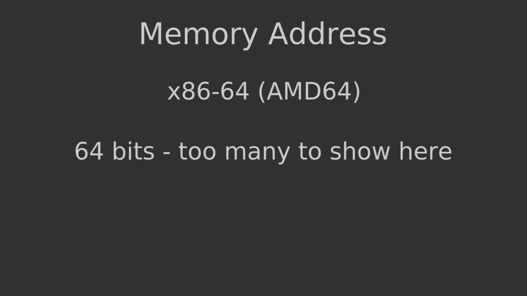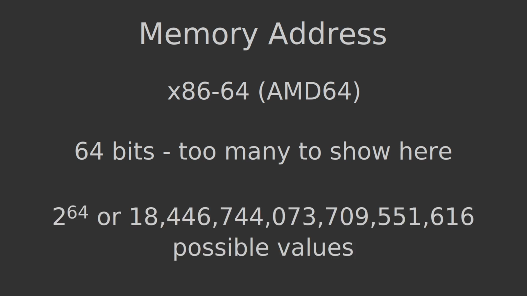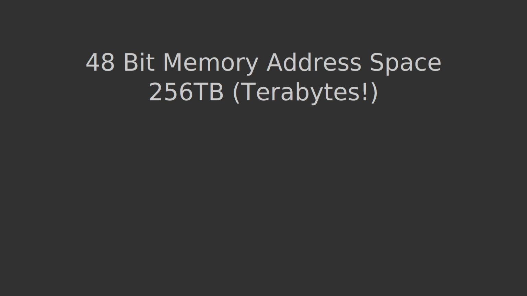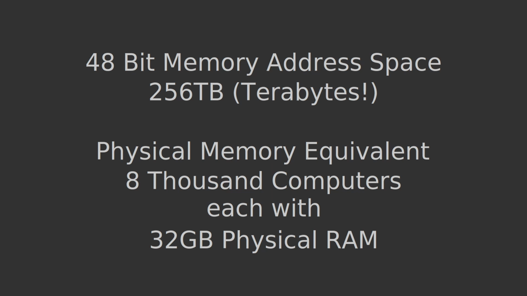For x86-64, a memory address is 8 bytes or 64 bits in size and can hold 2 to the power of 64 or approximately 18 quintillion distinct values. For technical reasons that we won't go into here, not all of the 64 bits of a memory address are actually used for the memory location. Commonly only 48 bits are used, but that still works out at 256 terabytes, which is the equivalent of the combined physical RAM in 8,000 computers, each with 32 gigabytes of RAM.